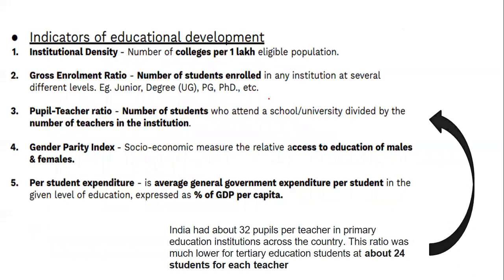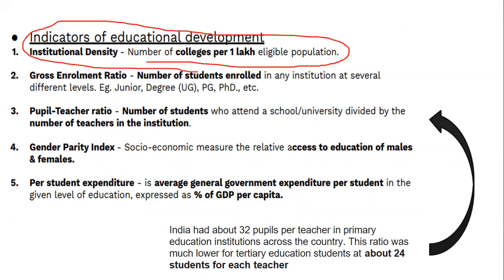Now, indicators. Yes, this is a very important topic where you can see questions from. Educational density is the number of colleges per lakh students. Gross enrollment ratio is the number of students who have enrolled in any institution at different levels. Based on that, we find out the gross enrollment ratio. Then pupil teacher ratio, where the number of students who attend the class, university or school is divided by the number of teachers in the institutions.